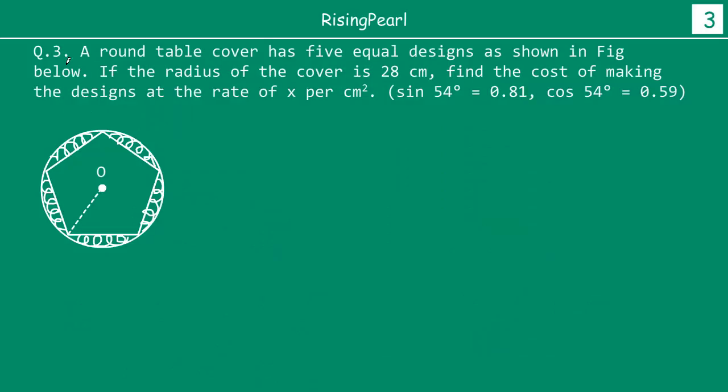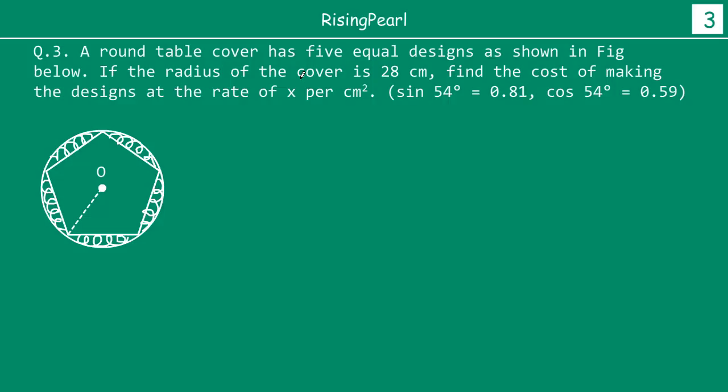So here we have this question number 3. A round table cover has 5 equal designs as shown in the figure. So this is a round table cover, and there are 5 equal designs. So we have some sort of a pentagon, which means 5 sides, and then there is a design between each edge of the pentagon and the outer part of the circle, as shown. This is the design which is given.